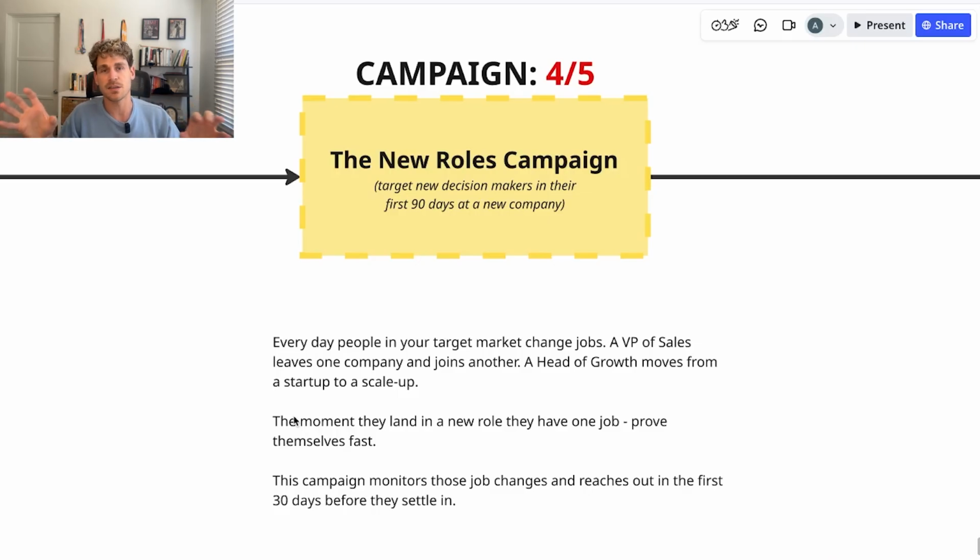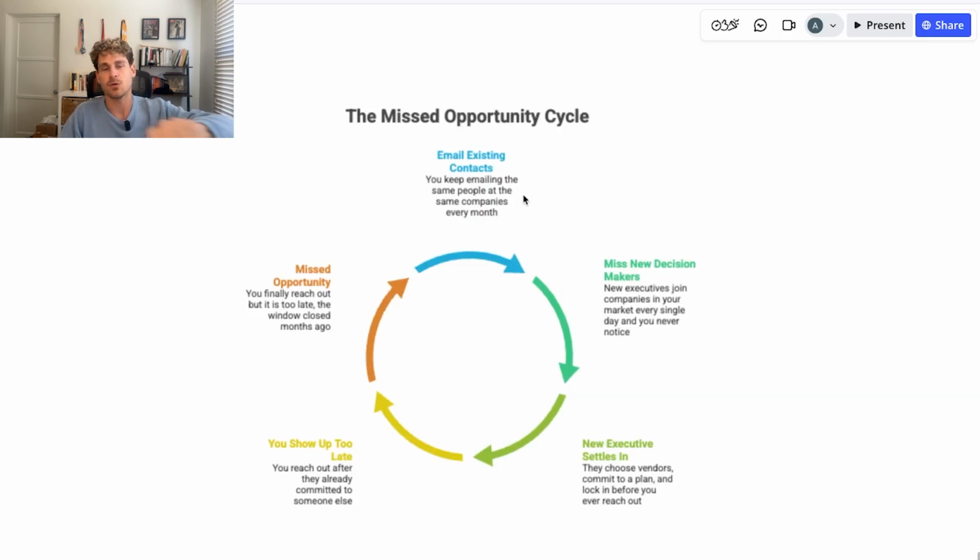That's a great way to make it contextual to the individual and maybe ease some of that tension around them trying to prove themselves and move quickly when they actually enter a new company and they know that they need to move fast. Here is the missed opportunity cycle that you are probably dealing with when you are running outbound.